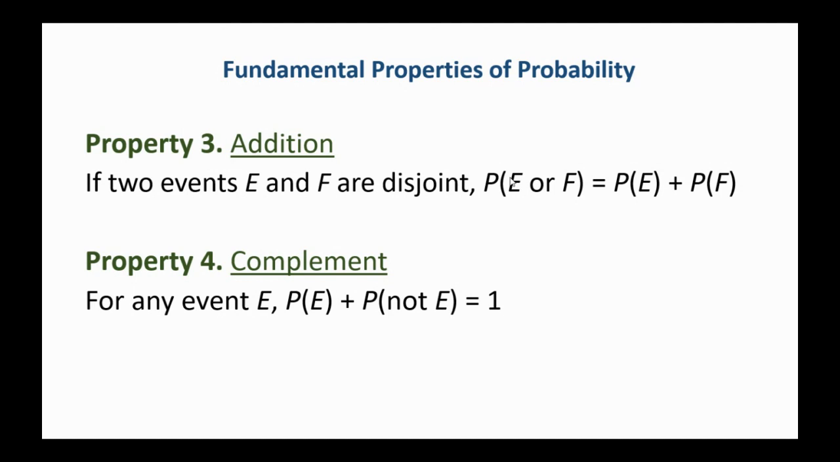And then we have the complement. So for any event, the probability of that event plus the probability of not getting that event has to be 1. Questions on these properties?